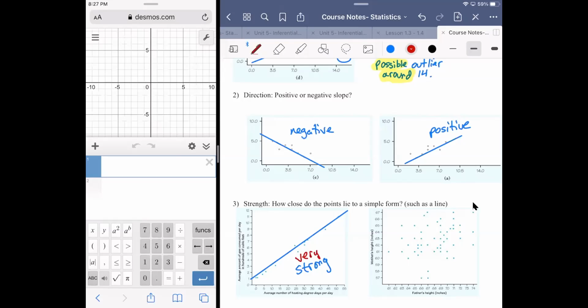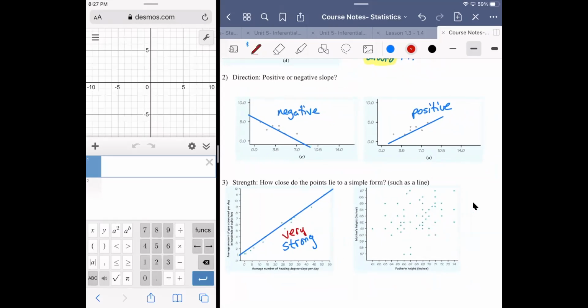How strong is it? It's pretty dang strong, right? So sometimes, I mean, pretty dang strong if you want. It doesn't matter to me as long as you're getting across the idea that there's some strength here. We can't make a final conclusion, but we do know that it does seem like it's worth investigating.